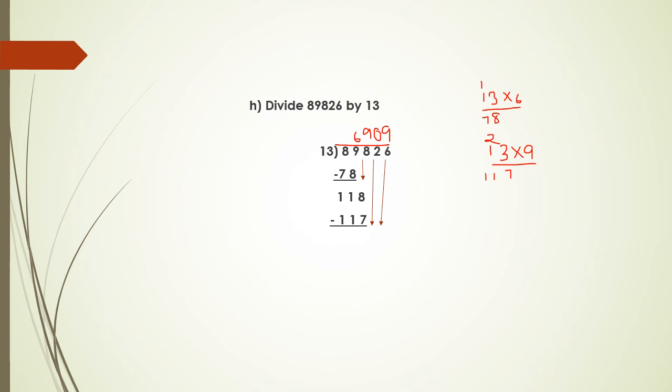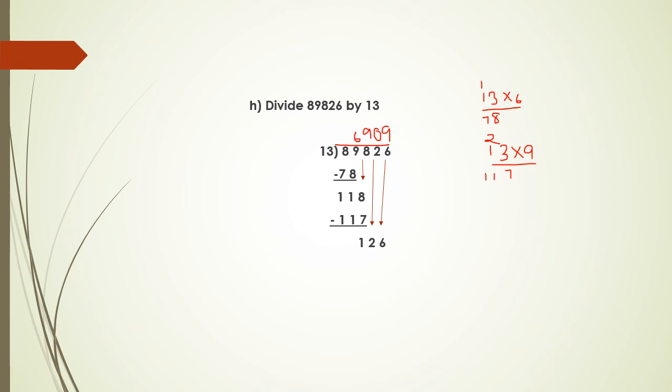1 you can't divide, so you have to bring down 2. 12 also you can't divide. So we need another digit to bring down. So before bringing down 6, you have to write 0 in the quotient, then we can take the next digit. So now you got the number 126.